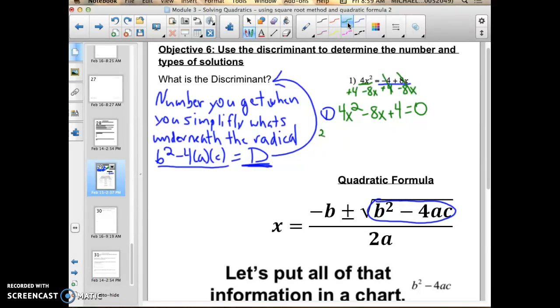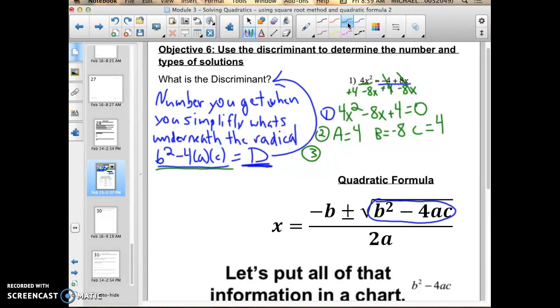Second step is to identify a, b, and c. A is 4, b is negative 8, c is also 4. My third step is to put that all into the quadratic formula. Or in this case, just because we're finding the discriminant, I don't need to put it in the whole quadratic formula. I just need to put it in this piece of the quadratic formula.